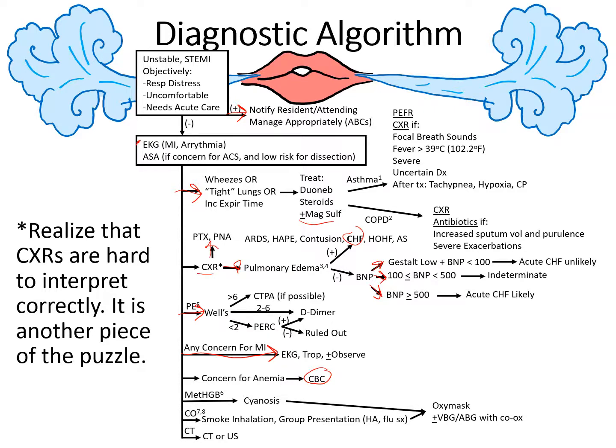Any patient with cyanosis or concern for carbon monoxide poisoning should get a blood gas with co-oximetry. As stated in the chest pain lecture, a conservative approach to cardiac tamponade is to do a bedside ultrasound on everyone who did not get a CT scan.